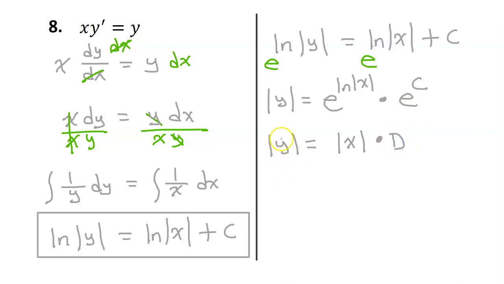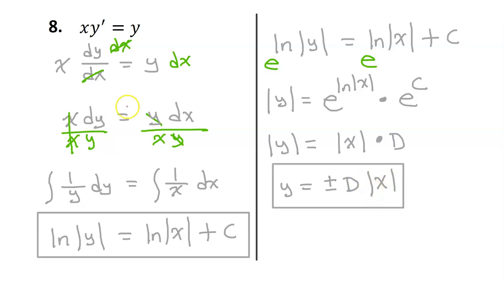To get y out of an absolute value, all you need is a plus or minus, similar to what happens when you take the square root of both sides of an equation. So I will have plus or minus, and I think I'll put the d in front. So plus or minus d absolute value of x. So here is the y equals f of x version of the solution.